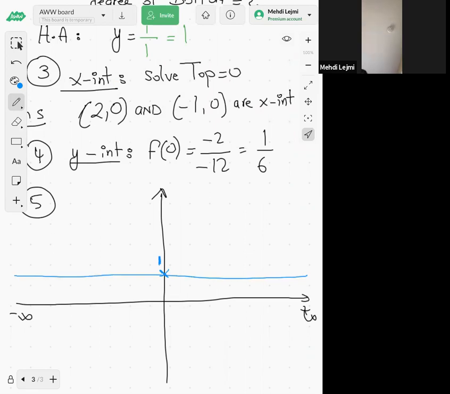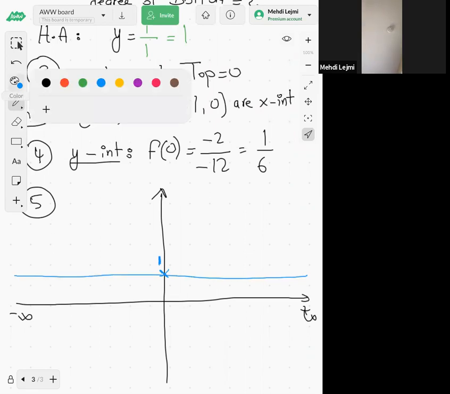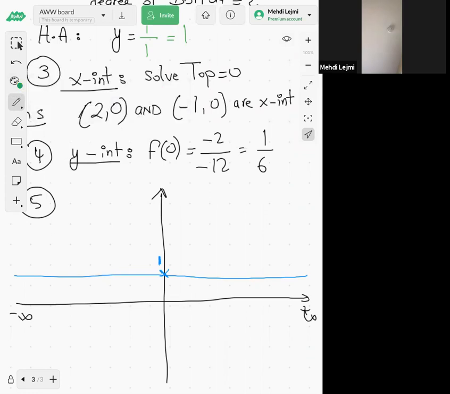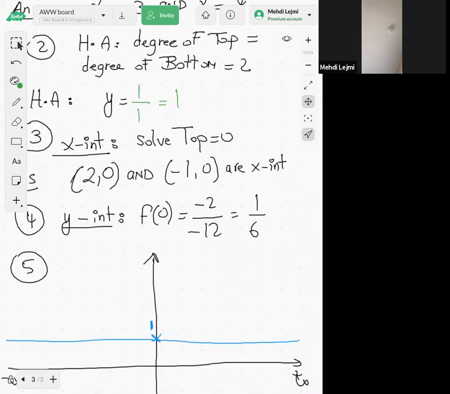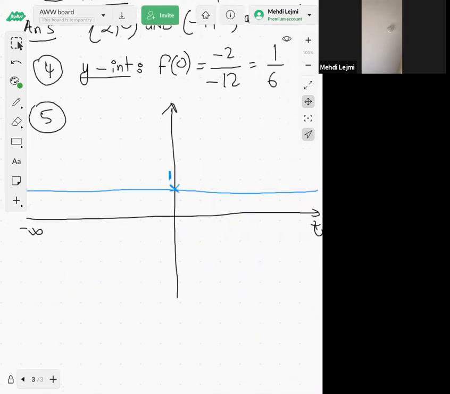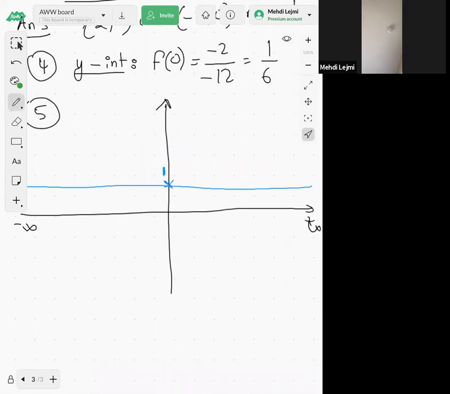And then we're going to have vertical asymptotes. We said our vertical asymptotes are -3 and +4. So we're going to need -3 and +4. So -1, -2, this is -3. So here's my x equal to -3. That's my first vertical asymptote. The second vertical asymptote is at +4. This is +4, so this is x equal to +4.